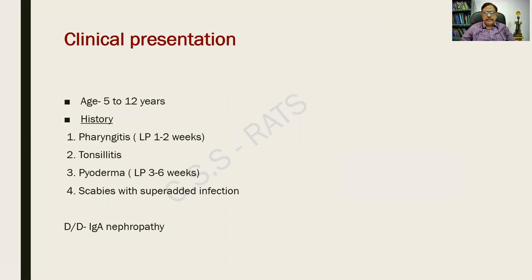What is the clinical presentation of post-streptococcal glomerulonephritis? Generally, it occurs in children, 5 to 12 years of age. It can occur in adults also. And the classical history will be pharyngitis or tonsillitis or a pyoderma. Sometimes the patient can be having scabies with superadded bacterial infection. And the latent period is given here. It varies from 1 to 2 weeks in pharyngitis and 3 to 6 weeks in pyoderma.